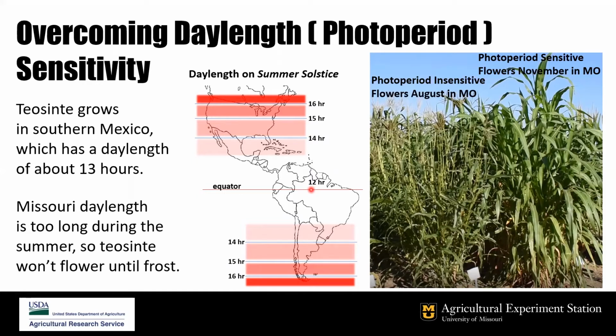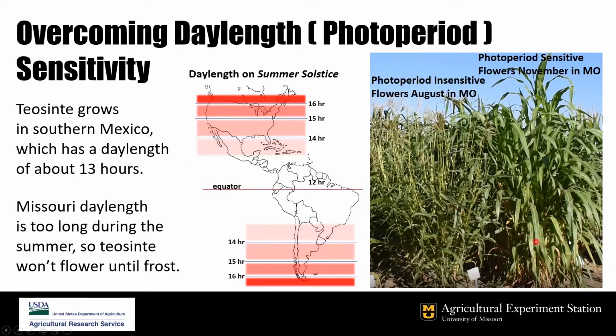Because Teosinte is adapted to southern Mexico, it's adapted to regions that have closer to about 12 and 12, or more like 13 hours of day. And so when we move Teosinte from this region of adaptation in southern Mexico up to Missouri, for example, the Teosinte is not adapted. It's not getting those signals to initiate flowering.